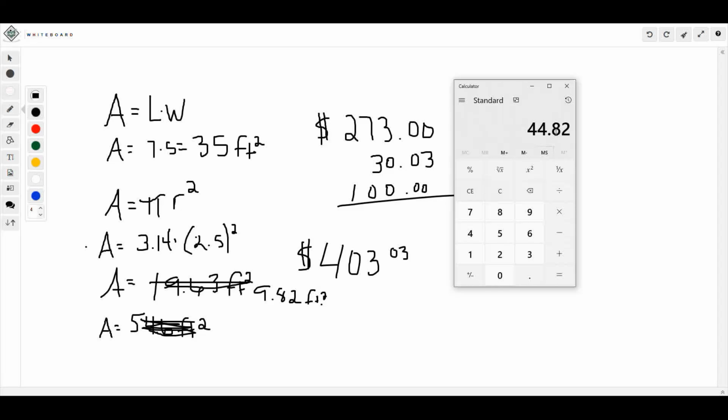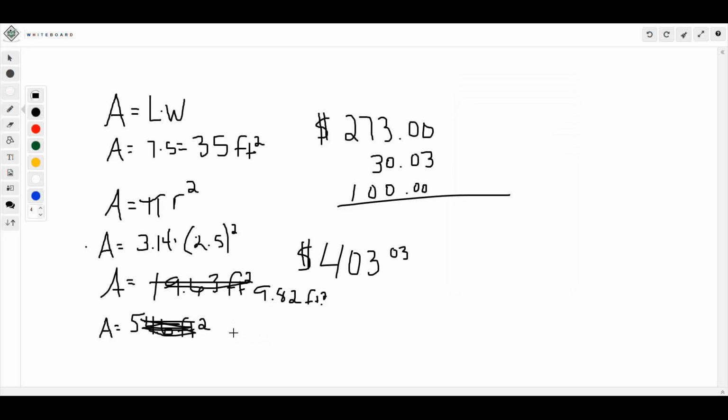Actually, in my teacher book, it tells me that we would have gotten 44.81. I'm not sure why I haven't. I bet it's because they just rounded this to 0.8. I bet that's what that was. They just left off the 2 and did 9.8. But either way, this would be correct. So this number, 44.82, would be the actual 44.82 square feet. That's what it would be.